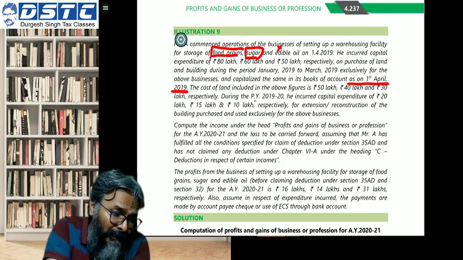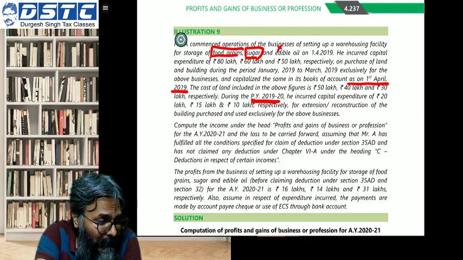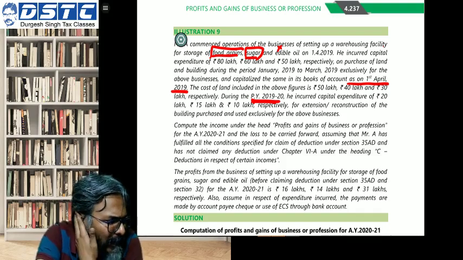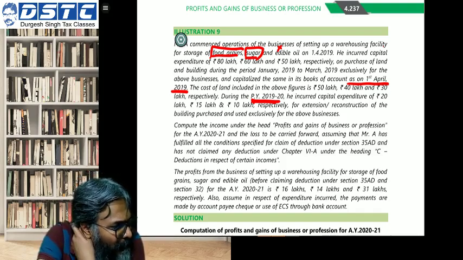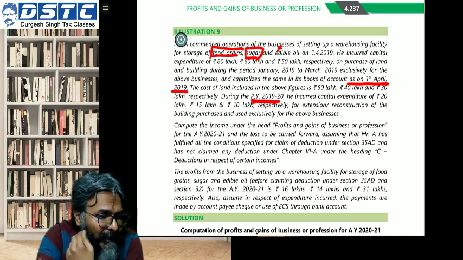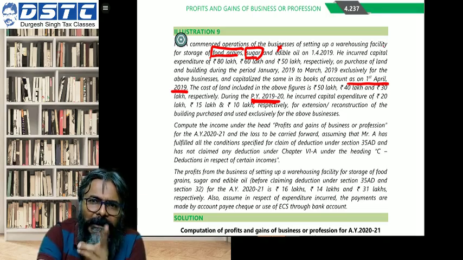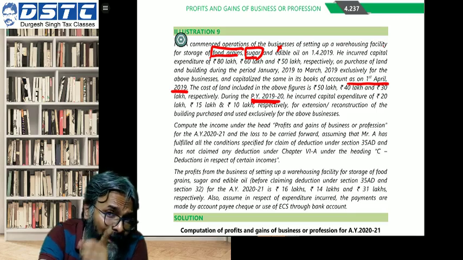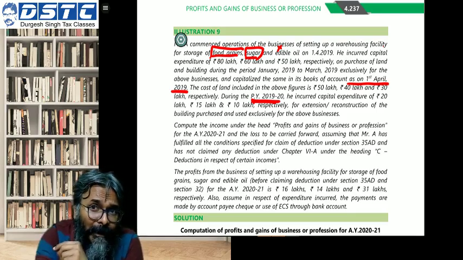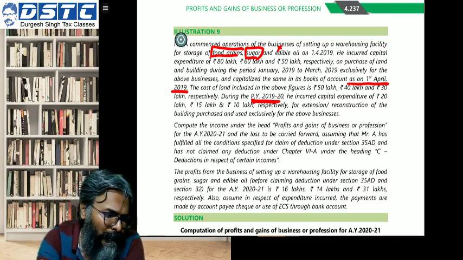During the current previous year, after the business is commenced, he again incurred capital expenditure of 20 lakhs, 15 lakhs and 10 lakhs respectively for extension and reconstruction of the building purchased and used exclusively for the above business. So for this building, students, what will happen? 20 lakhs and 15 lakhs will be eligible for the 35AD deduction, but the 10 lakhs part will enter into the block, and by entering into the block you will be eligible for the depreciation allowance.